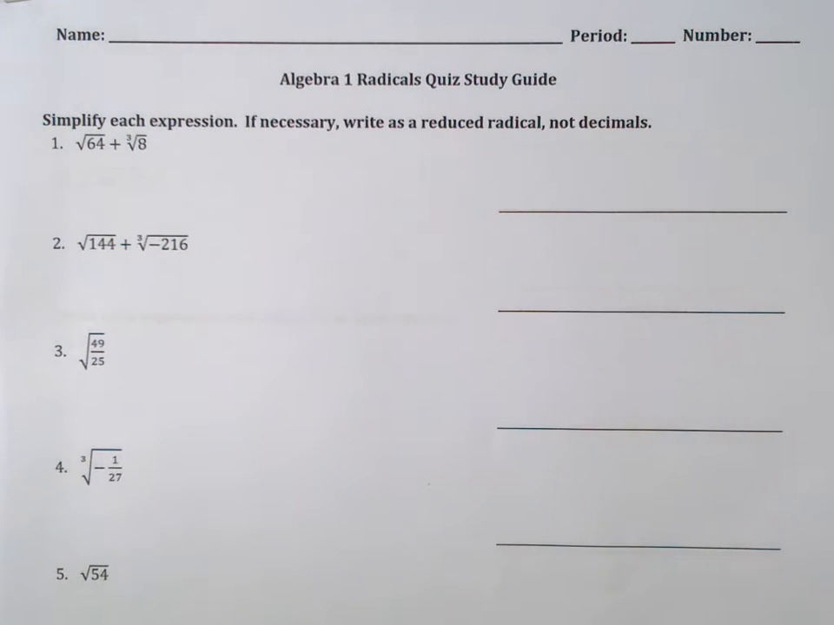Okay, so number 1 says the square root of 64 plus the cube root of 8. So first we think, are those already perfect squares? Do I know what the square root of 64 is? And yes, I do. The square root of 64 is 8.